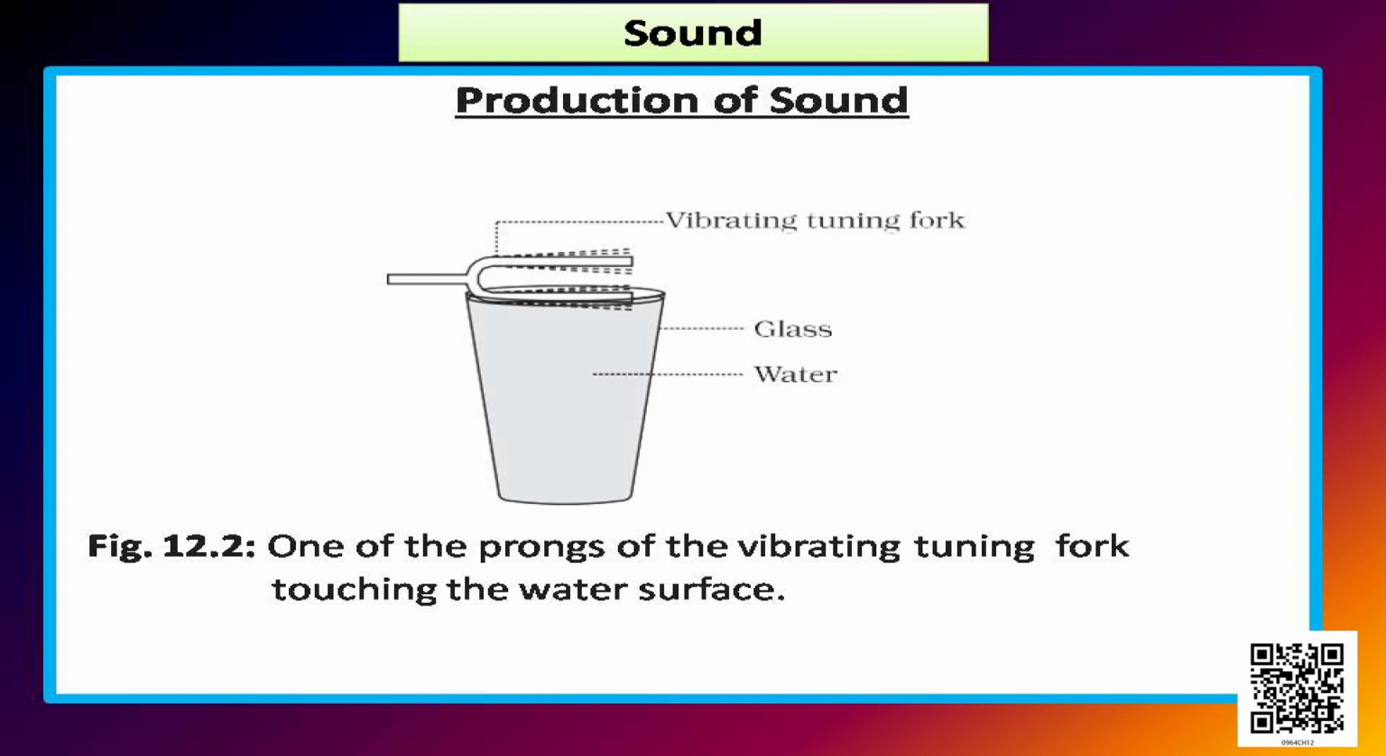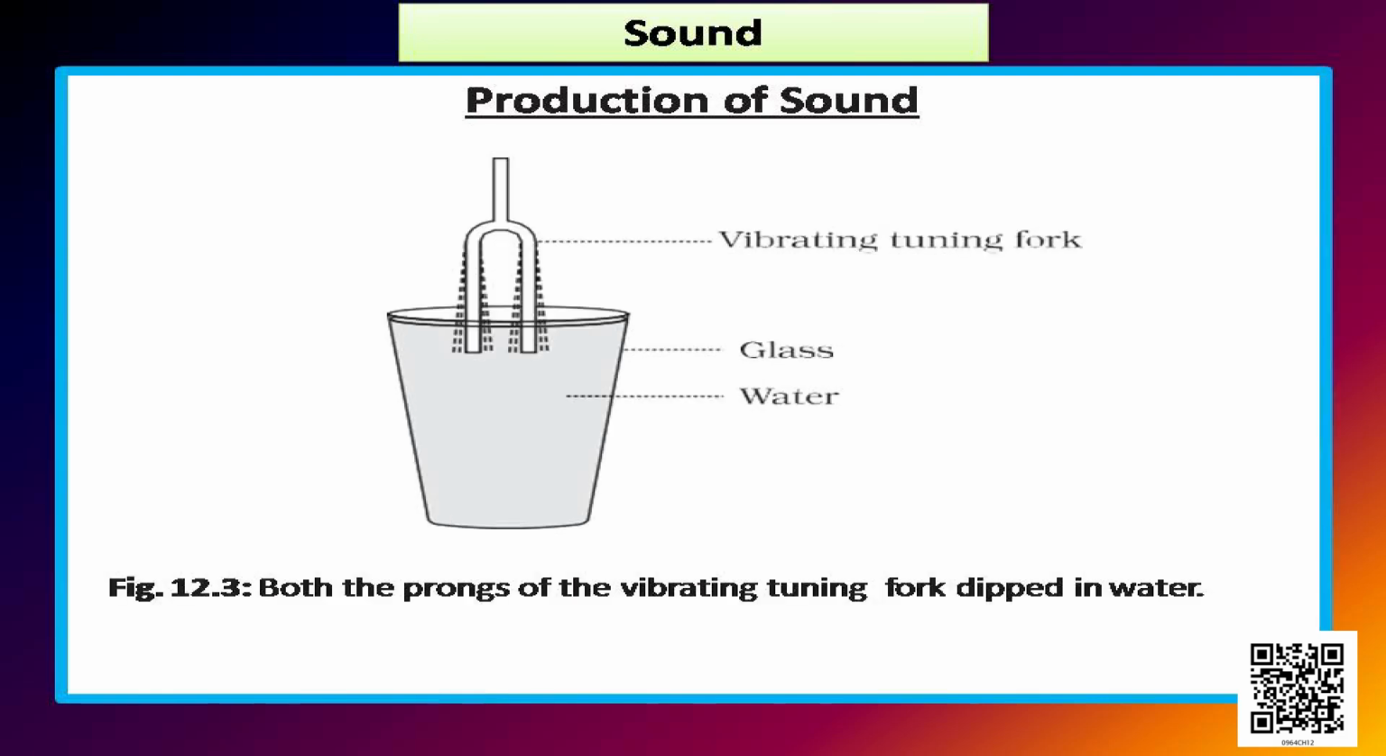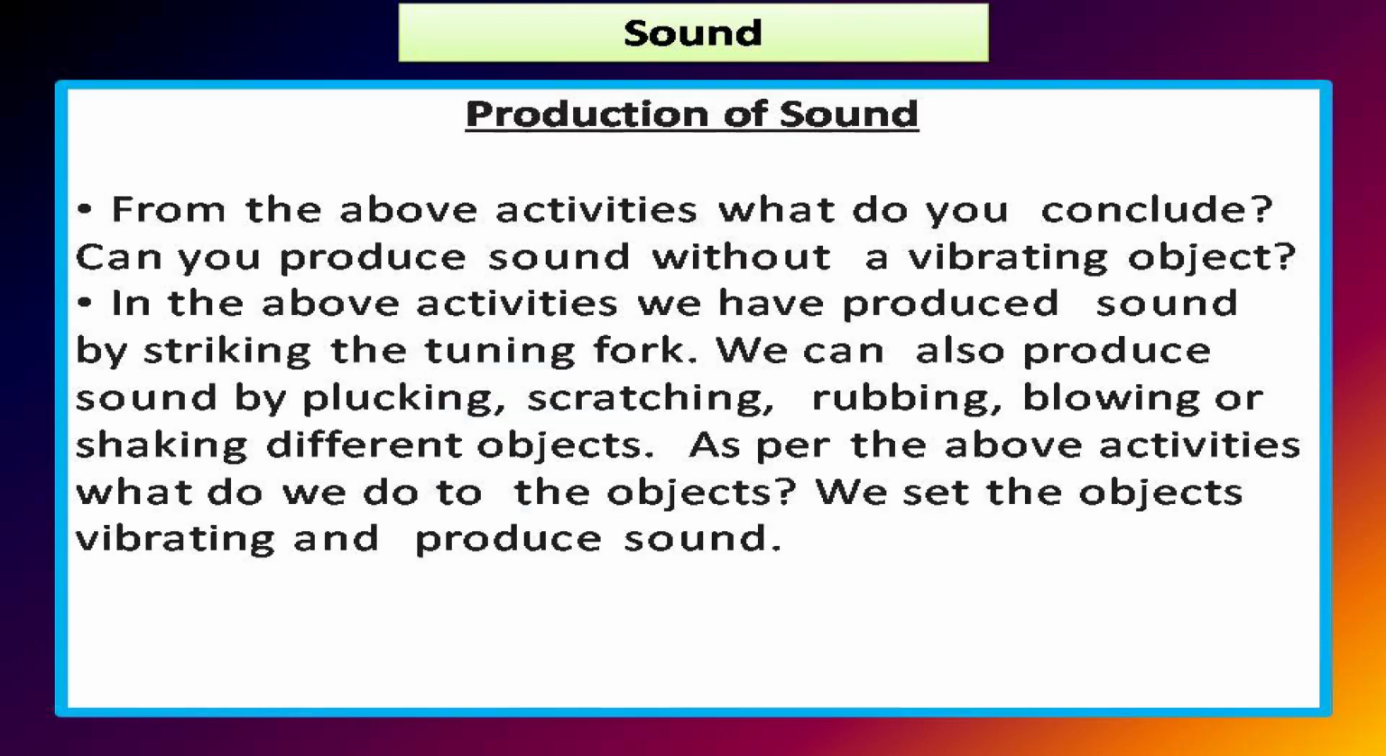So students, as per the above activities, what do we do to the objects? We set the objects vibrating and produce sound. Okay? We will discuss all the concepts in this class. Not to worry. First of all, you do all these activities and think about what happens through these activities. We will clear all the concepts in this class. Okay? So students, from these activities, what do you conclude? Can you produce sound without a vibrating object?